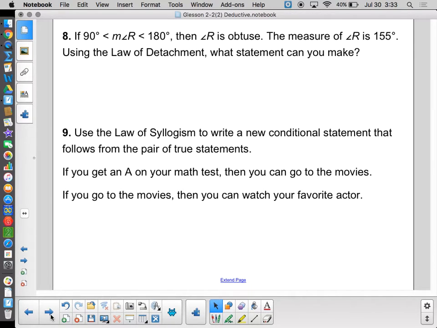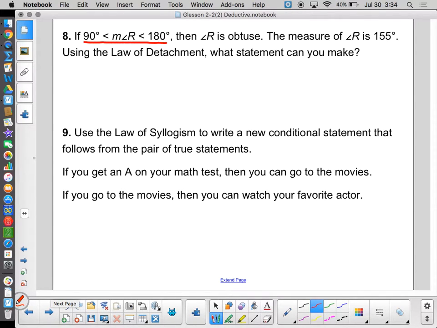If the measure of angle R is between 90 and 180, then R is obtuse. The measure of angle R is 155. Using the law of detachment, what statement can you make? Well, law of detachment tells me, number one, that it's deductive reasoning because I'm using the law of detachment. And since it's between 90 and 180, the conclusion I can make is angle R is obtuse. And that's deductive.